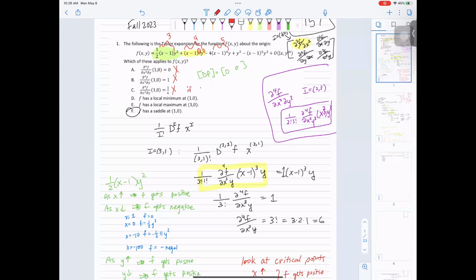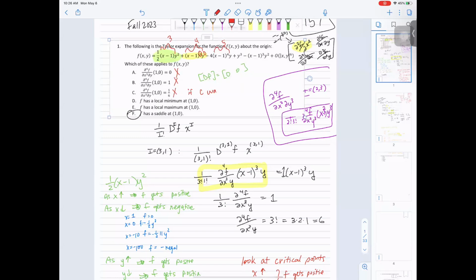If C was true, what would that mean? It would mean that the term in my Taylor series would have to be 1 factorial, 3 factorial, the partial, which is 1/6, x minus 1 cubed y, which would be 1 over 36. But is that my term in the Taylor series? No, I don't have a 1 over 36 here.